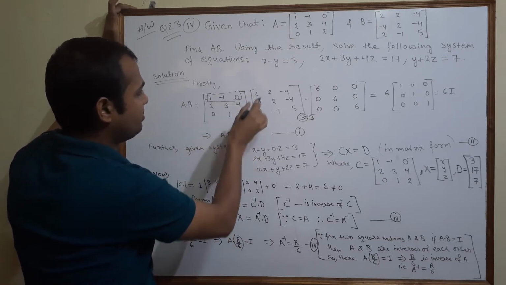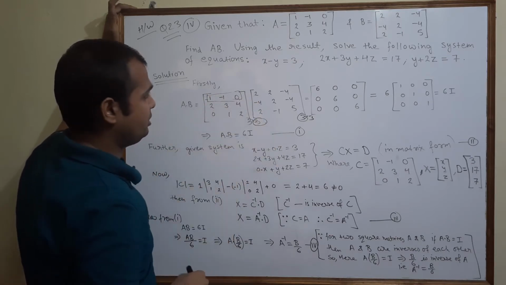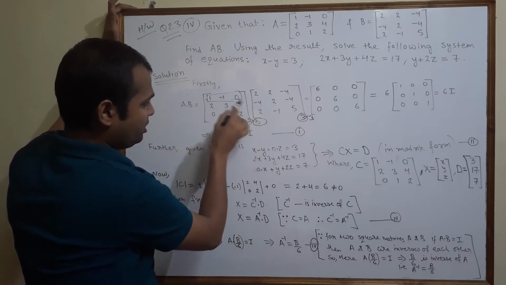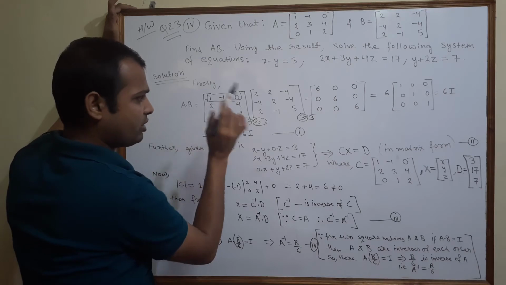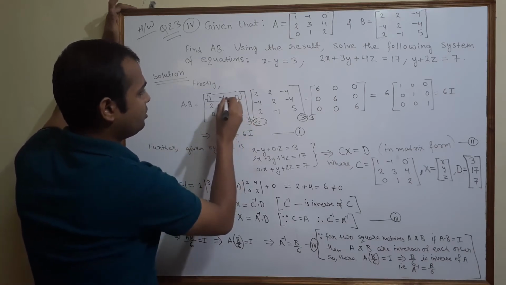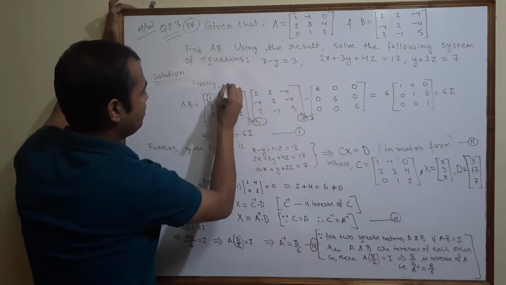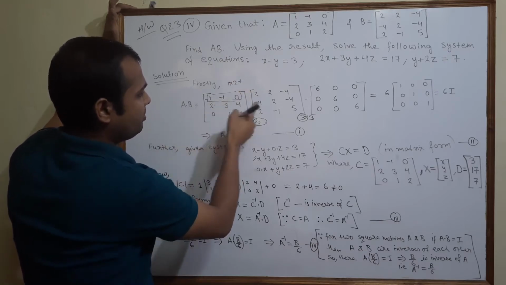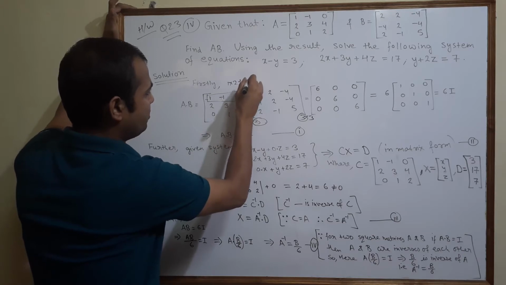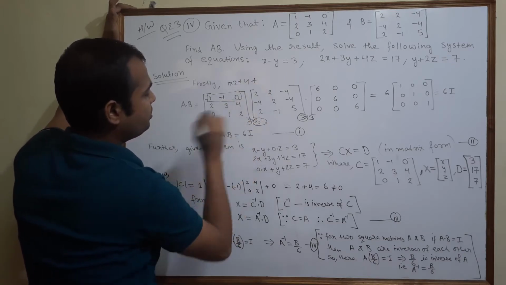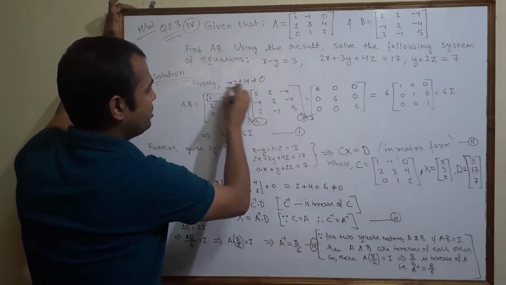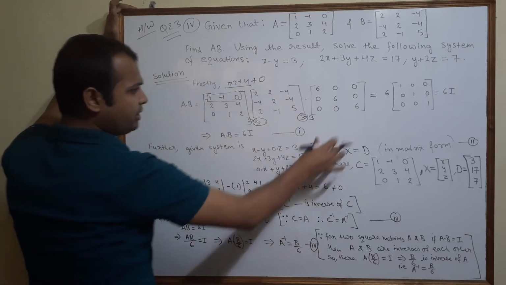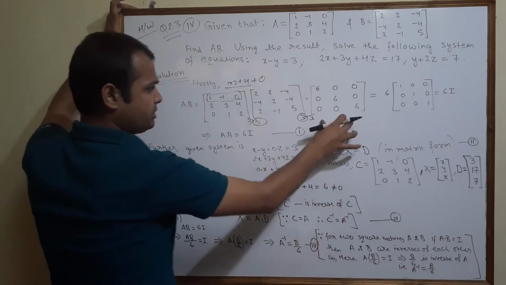Corresponding elements will be multiplied and then you take the sum, like 1 into 2, 2, minus 1 into minus 4, so that would be plus 4. Then plus 0 into anything, which will be 0, so this will come 6. Similarly you multiply the rest and then you will get this, so the product is this.